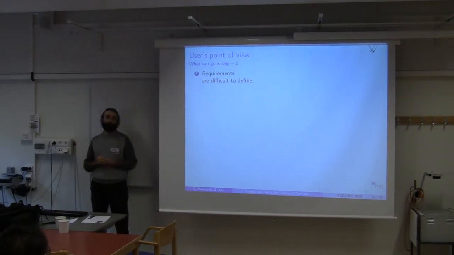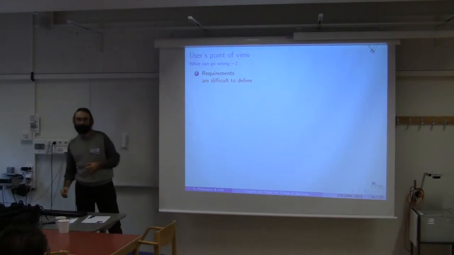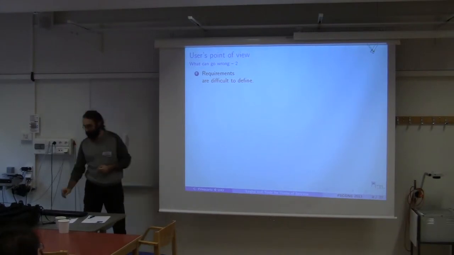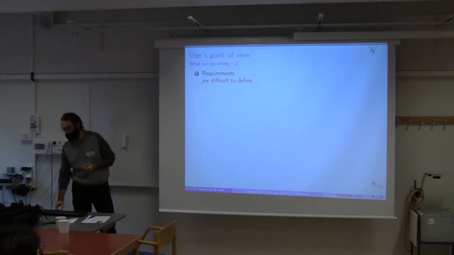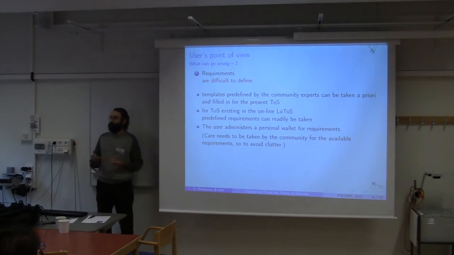How about the requirements? Because we say that the user has to have some requirements, privacy requirements. How does he define these requirements? Well, for a normal user, it's not easy to define. These requirements eventually will be logic formulas. You have to write logic formulas, maybe in a natural language way. But then the community can provide templates for requirements, and you just fill in some parameters of the templates.